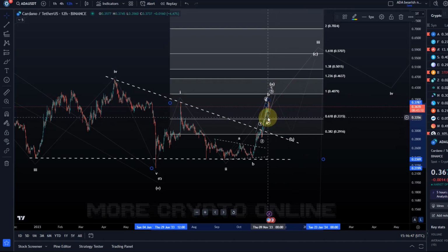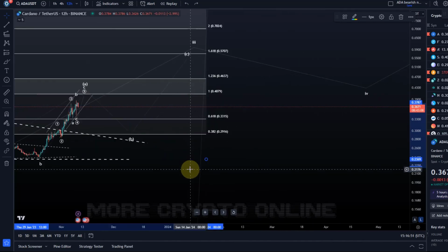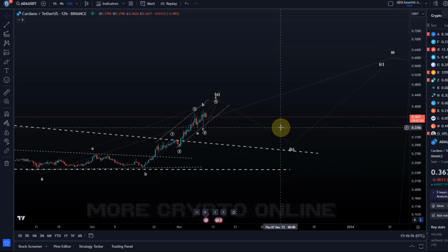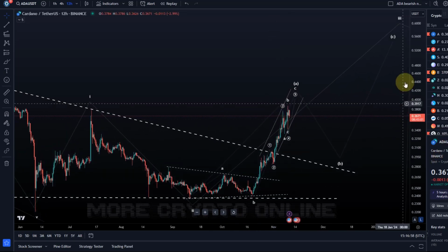So what I will do, if I see this trend channel break and a more sustainable breakdown, then I will add a support area. It's a bit too early for that at the moment, okay?